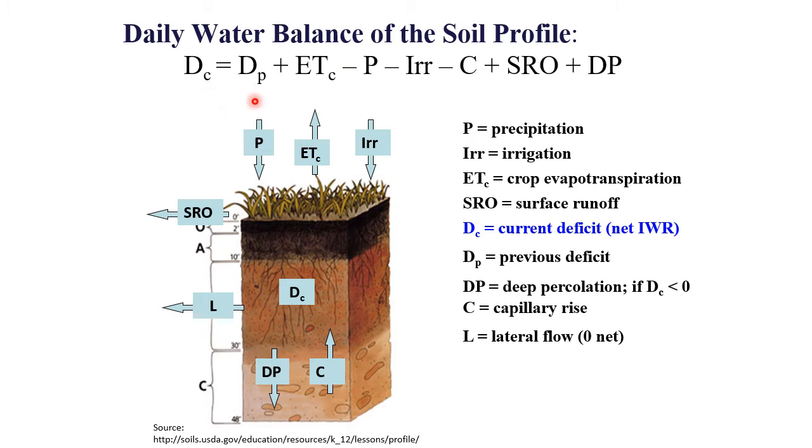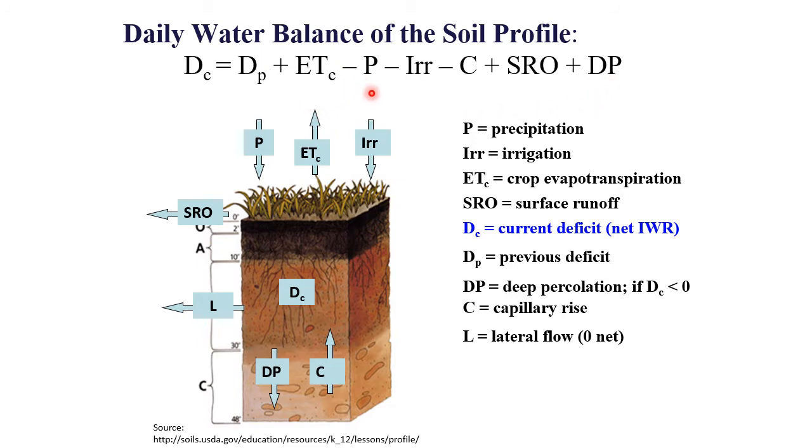On a daily basis, the deficit, or net irrigation water requirement, can be calculated from the previous day's deficit, adding all the terms that make the deficit grow. The major subtraction of water from the soil profile is the crop evapotranspiration, or water uptake by the crop, and that adds to the deficit. That's why it has a positive sign. Other losses such as surface runoff and deep percolation also make the deficit bigger.